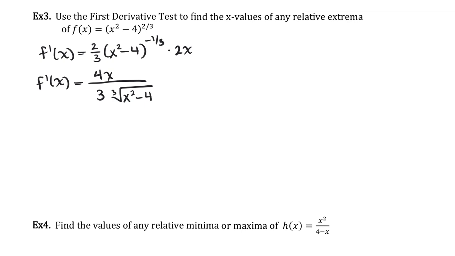Let's set this equal to 0 and see what we get. Okay, if I set it equal to 0 and I multiply by the denominator, this times this goes to 0. So I get 4x equals 0. So x equals 0 is one of my critical points. Because there's a variable at the bottom, f prime of x could also be undefined. So let's determine when f prime does not exist. That would be when the bottom equals 0.